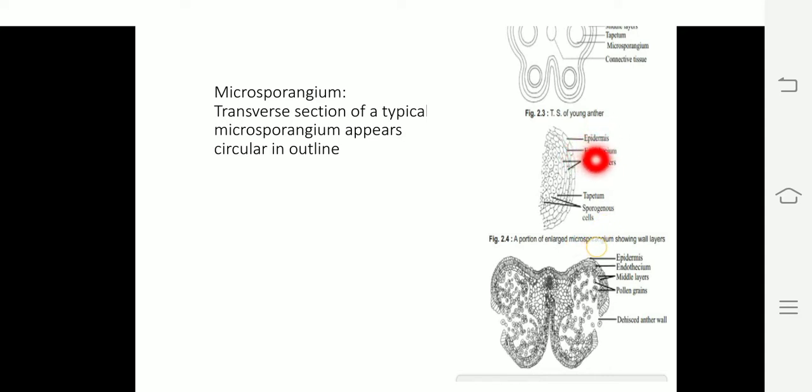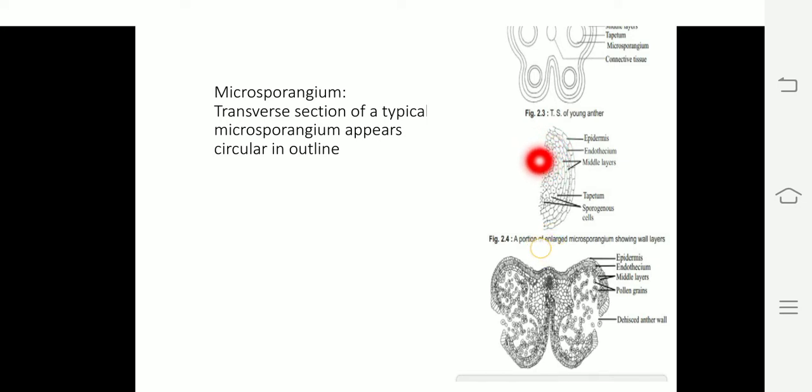The next layer is called the middle layer. Inner to the endothecium, one more layer is there, and this layer is called the middle layer. These middle layers are made up of 3 to 4 layers of cells. These cells are thin walled, compactly arranged. At the maturity of the anther, these middle layers are crushed. These are also protective in nature in the younger anther.